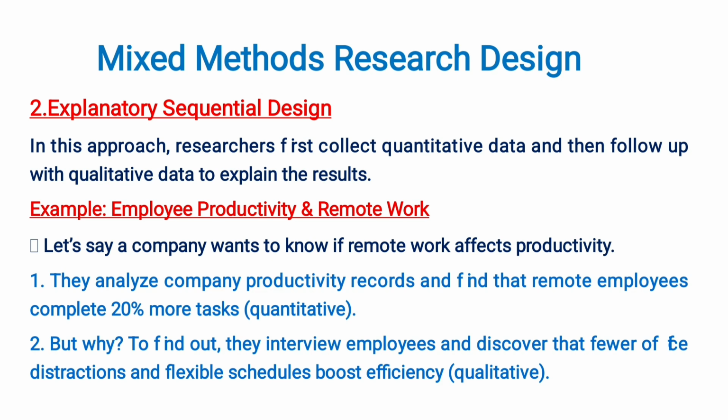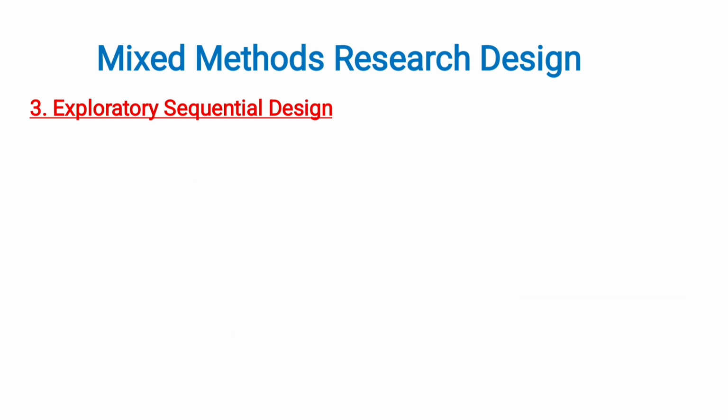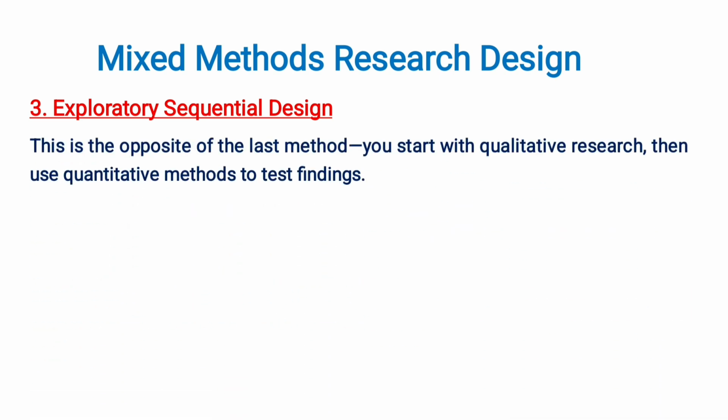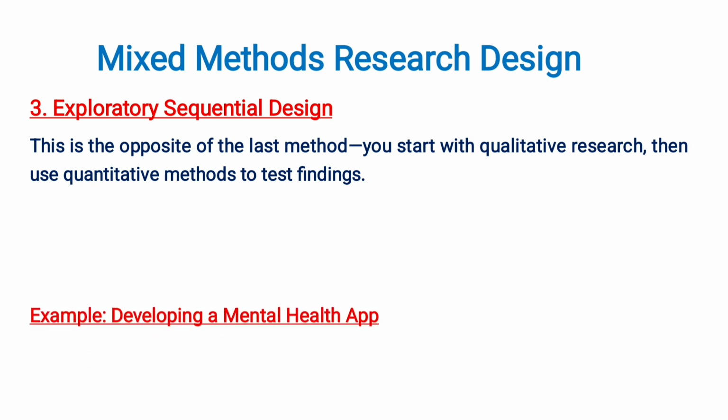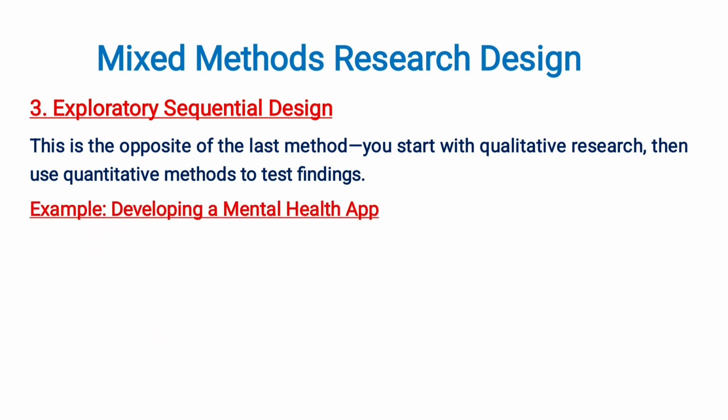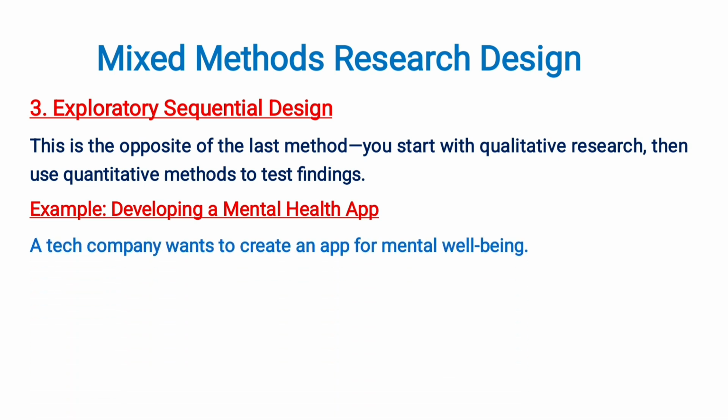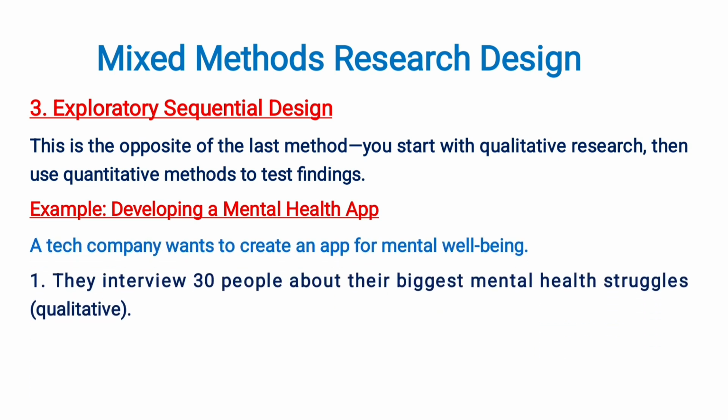And the third mixed method research design is exploratory sequential design. This is the opposite of the explanatory sequential design, because it starts with qualitative research, then it uses quantitative methods to test the findings of the qualitative one. For example, in a study entitled developing a mental health application, a technology company might want to create an app for mental well-being. So at first, a company needs to ask or interview 30 people about their biggest mental health struggles.